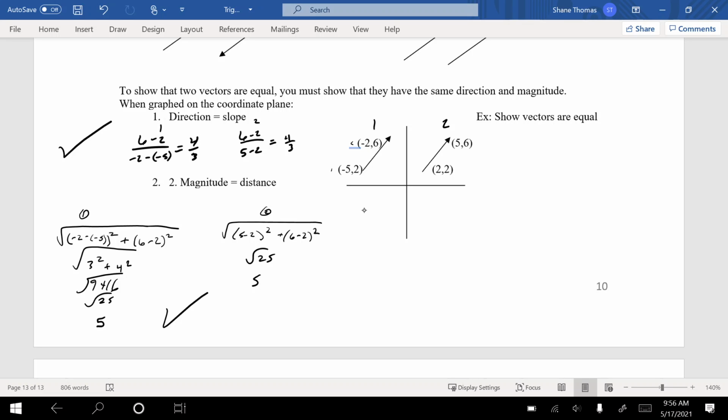Now notice, they occur at 2 different locations. It doesn't matter that they're 2 different locations. It still has the same direction and it has the same length.